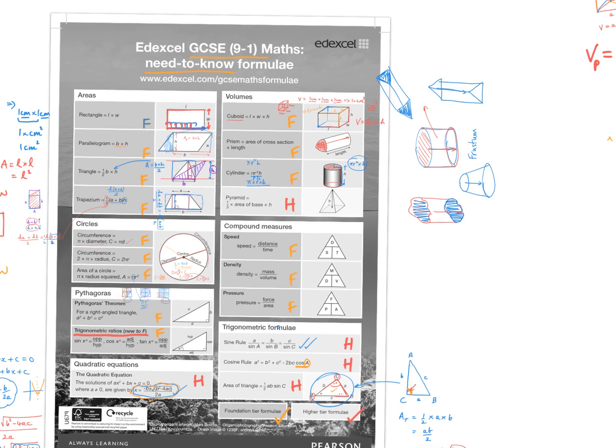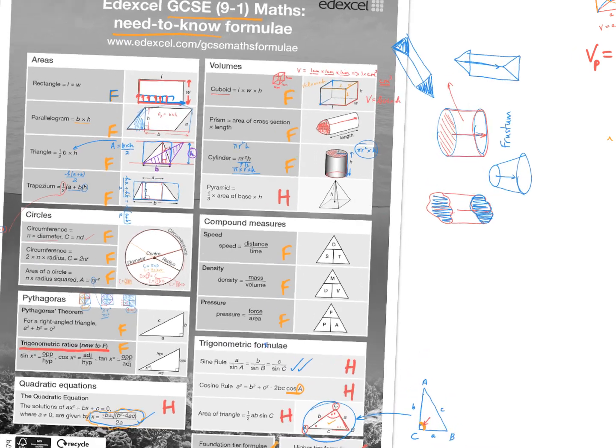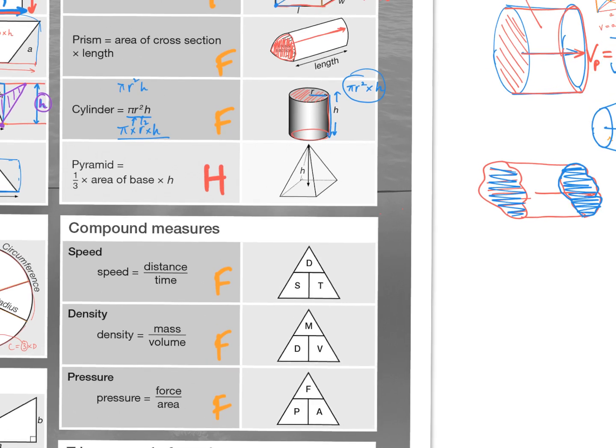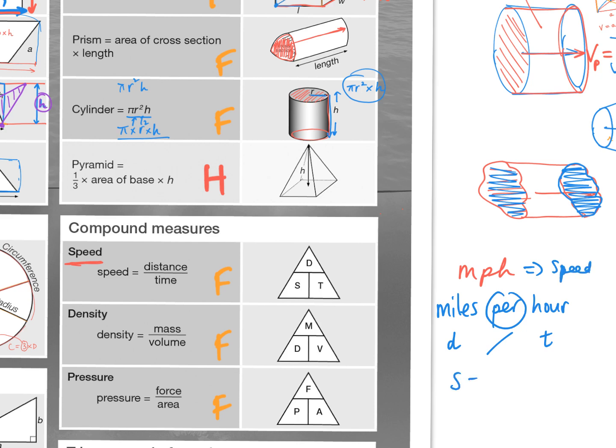I think one reasonably easy one to remember is the compound measures. So if we look at, say, for example, the speed here, if you think of a speed in miles per hour, then when you say miles per hour, let's just write it out in English, miles per hour, we know miles is a distance, we know hours is a time, and per means divide. Okay, so if we want a speed, say the speed of a car, then the speed is just the distance divided by the time.